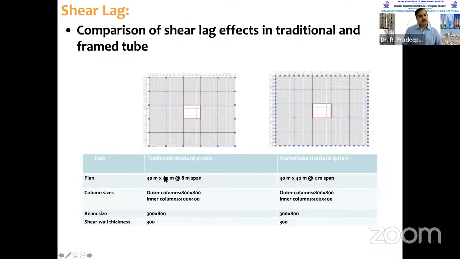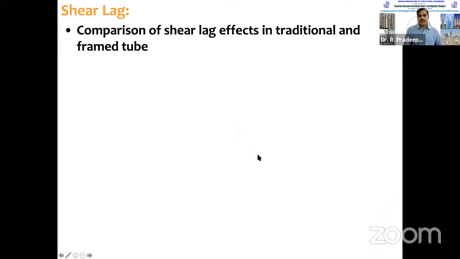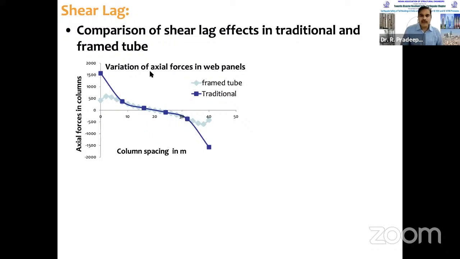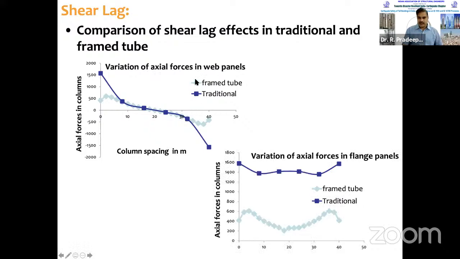So this is the data. A 40 meter by 40 meter square type building. Here the columns are at 8 meter spacing, here at 2 meter spacing, and the beam sizes are exactly the same, and the wall thickness is the same in both cases. Here you can see the variation of axial forces in web panels. Then the traditional framed system and the framed tube system. In the framed tube system the effect is less, and in the traditional system the shear lag effect is large.